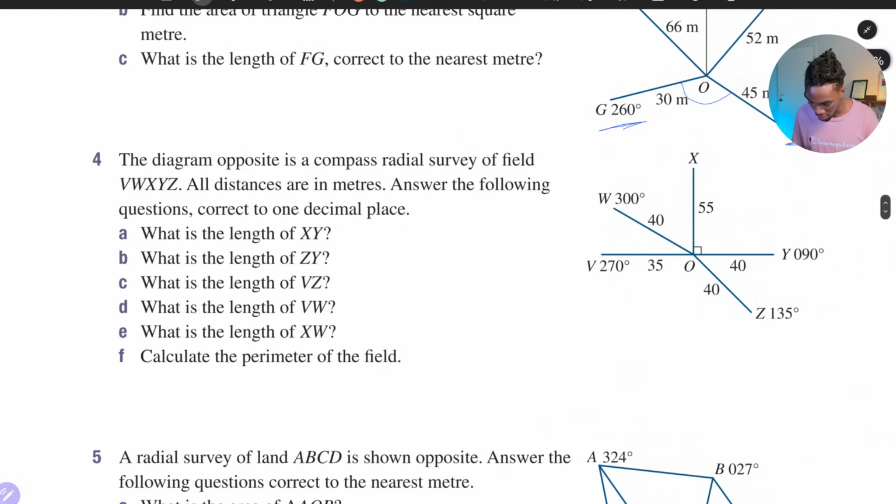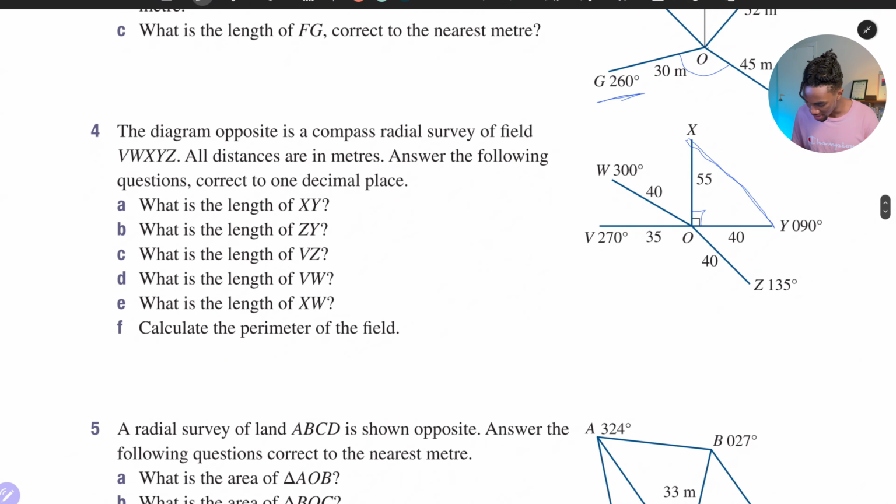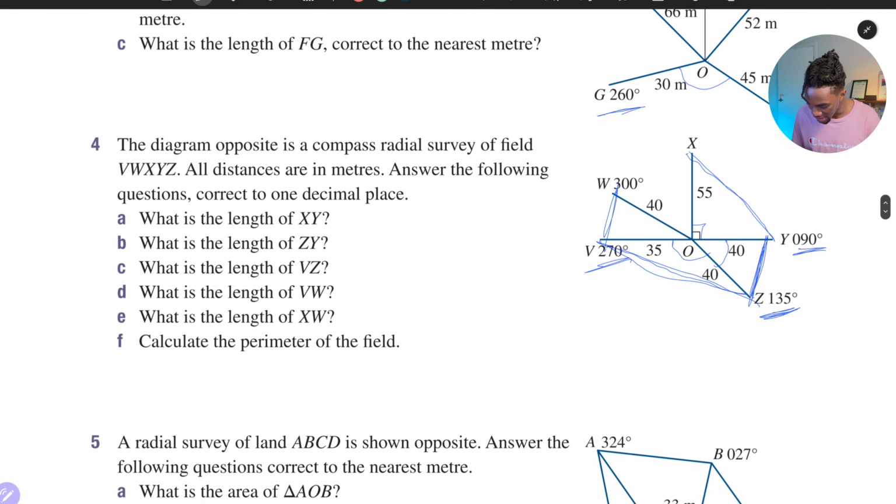Again, for this one, what is the length of XY? So where's XY? XY is here. Because this is a right angle, we can just use Pythagoras' theorem. What is the length of ZY? We can do 135 minus 90 to get this angle. Then we've got ice cream cone, so cosine. What is the length of ZV? Again, 270 minus 135 gives us this angle, ice cream cone, cosine. This one, again, cosine, and this one, cosine. Perimeter, just add them all together.